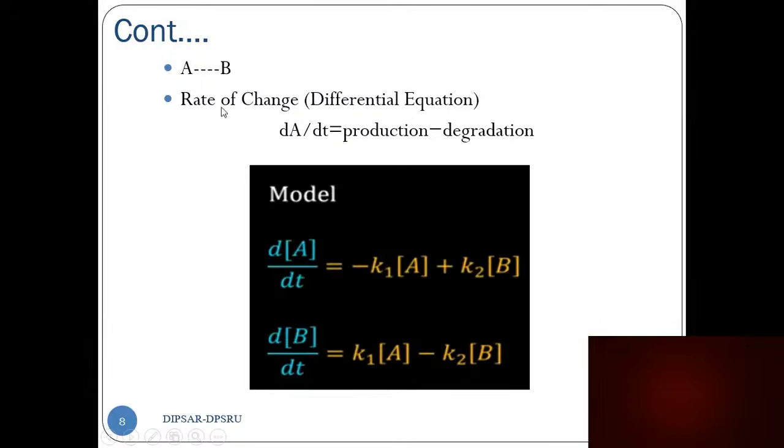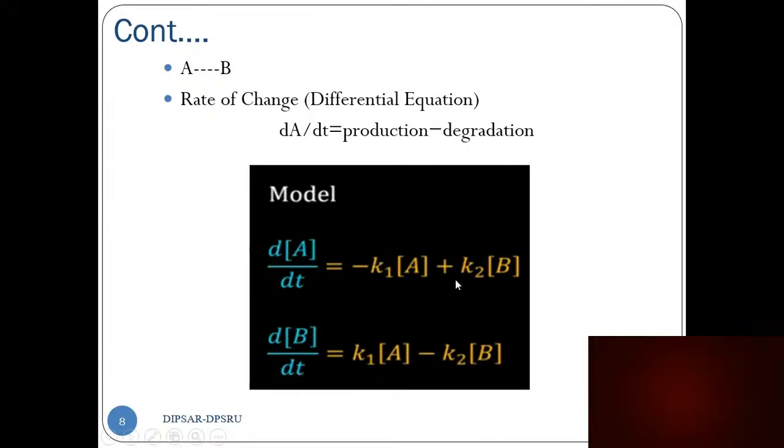If A is converted into B, you can calculate it as production minus degradation. If you want to calculate the change with respect to concentration, this is a constant: minus k1a plus k2b. Now a question might arise in your mind: why is there a minus sign? The minus is there because A is converted into B, so the concentration of A decreases, that's why there is a negative sign. And the concentration of B increases because A is converted to B, so there is a positive sign.